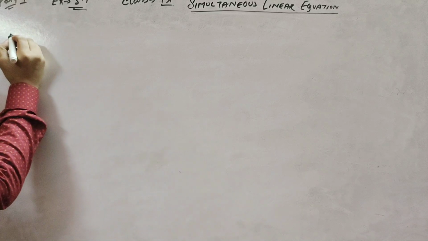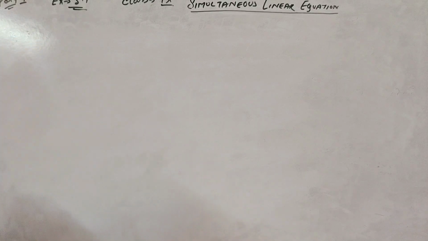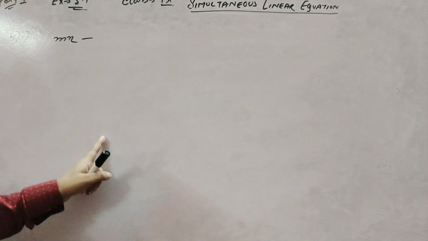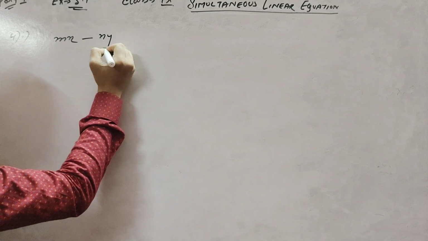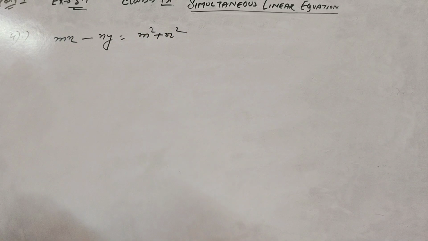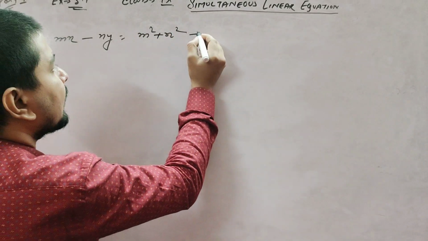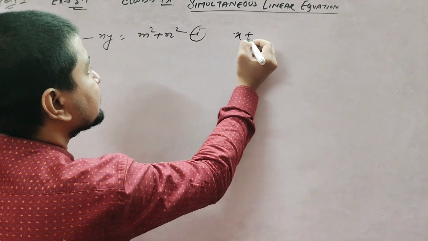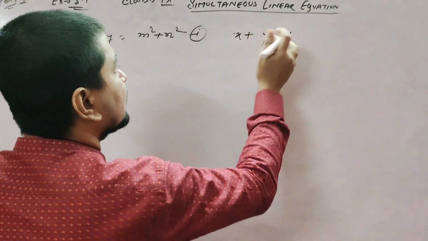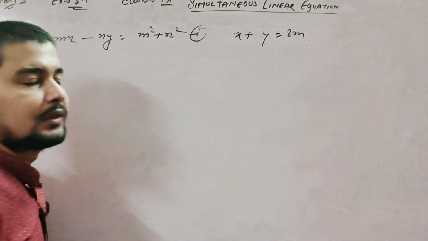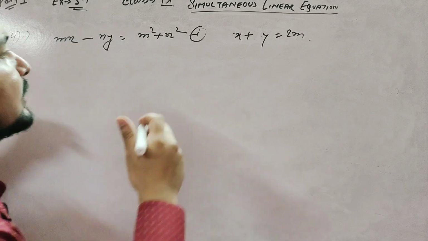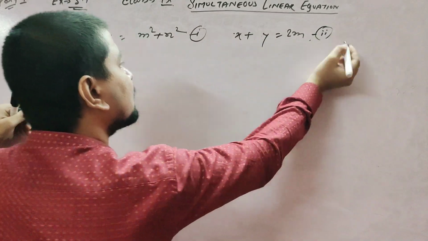Question number 4, part 1. mx plus ny equals to m square plus n square. Equation 1. And here is x plus y equals to 2m. mx minus ny equals to m square plus n square. Equation 2. Okay.